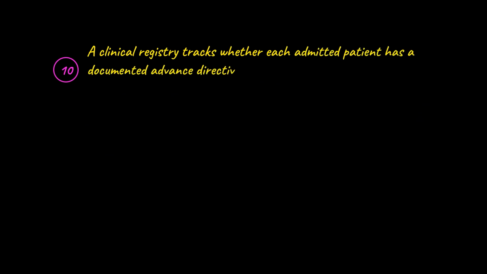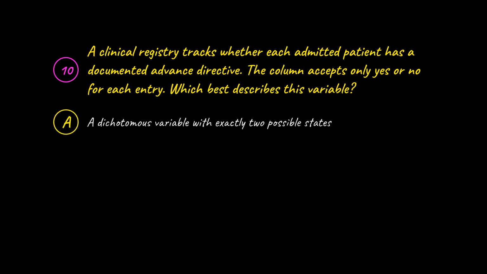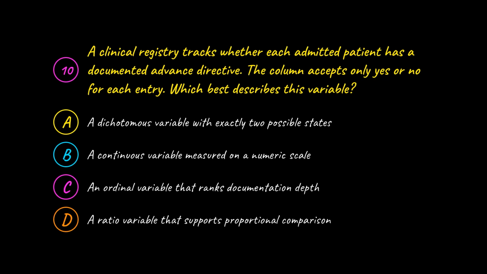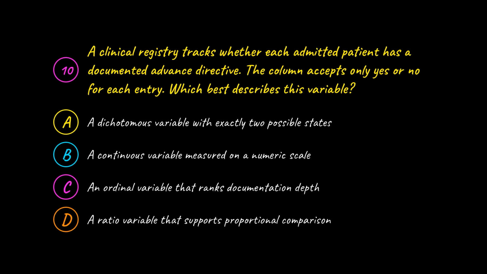Question 10. A clinical registry tracks whether each admitted patient has a documented advance directive. The column accepts only yes or no for each entry. Which best describes this variable? Your options are A, a dichotomous variable with exactly two possible states. B, a continuous variable measured on a numeric scale. C, an ordinal variable that ranks documentation depth. D, a ratio variable that supports proportional comparison. Take a second. Which answer would you pick?